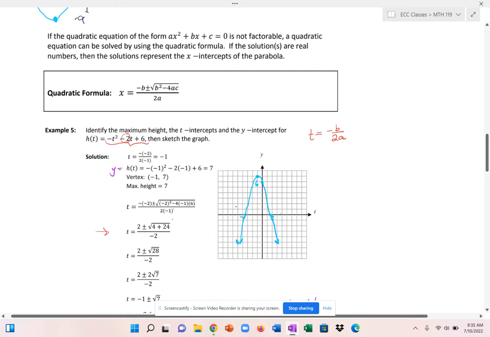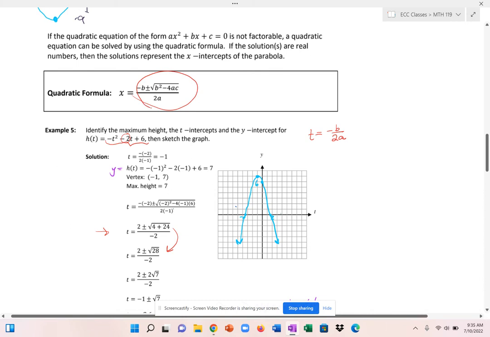Plus or minus the square root of b squared. So negative 2 squared is 4, minus 4 times a, which is negative 1, times c, which is 6. So I've plugged in the a, b, and c here, all over 2a, 2 times negative 1. Simplify this, you'll get positive 2 plus or minus the square root of 4 plus 24 over negative 2. Add what's inside of the radical, you'll get 2 plus or minus root 28.